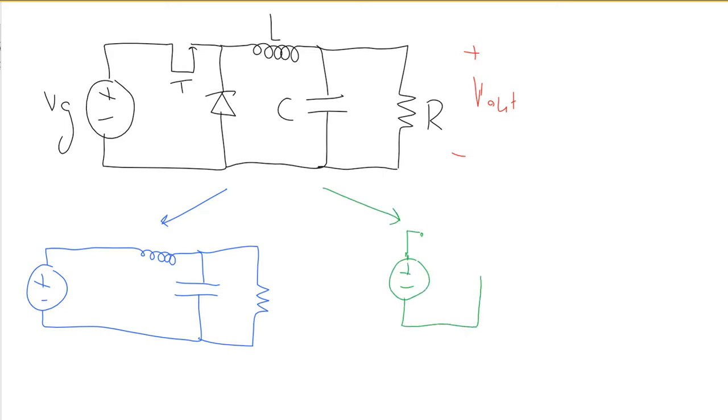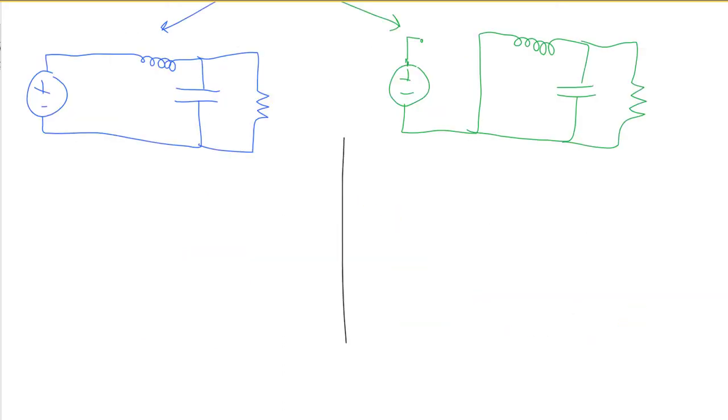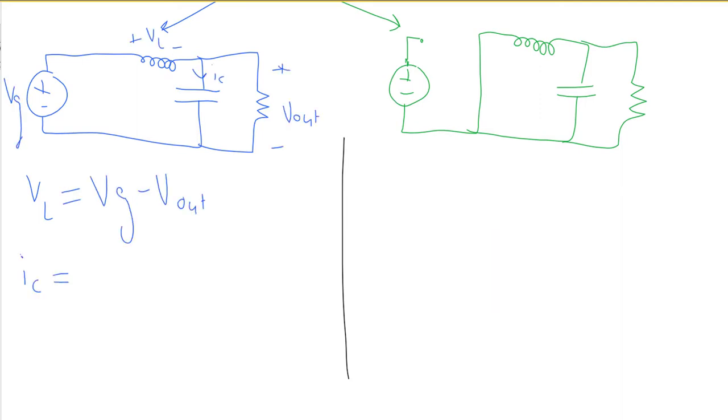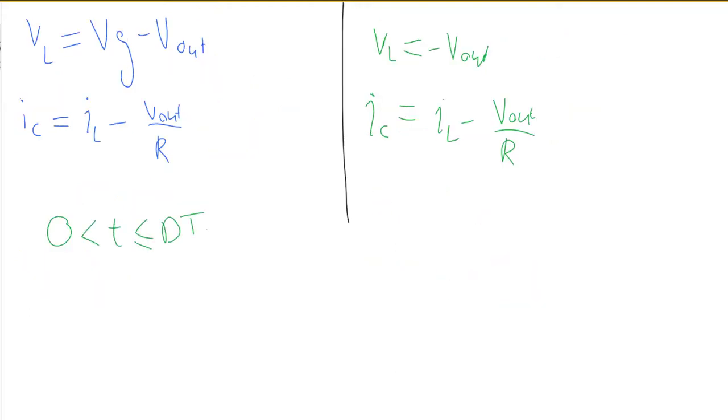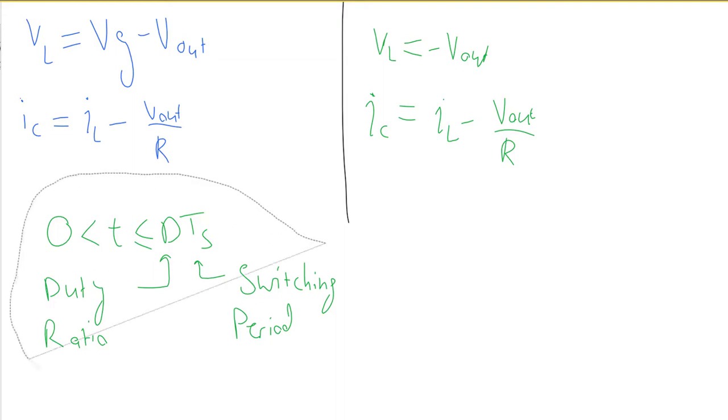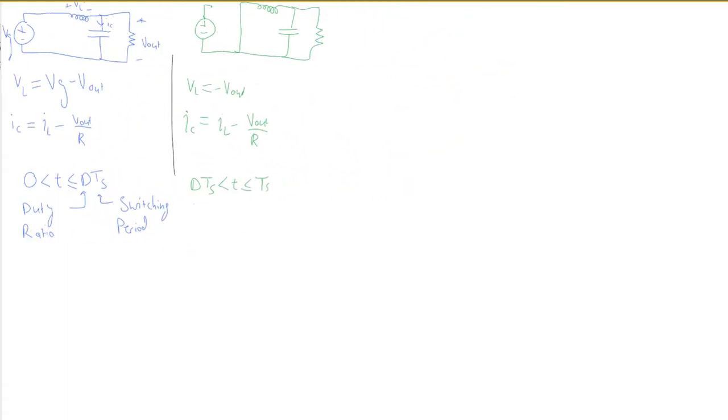So first we look at the inductor voltage, the voltage across the inductor, and then the current going through the capacitor. We know that the average inductor voltage needs to be 0 due to the properties of an inductor. And similarly, the current going through a capacitor averages to 0 across one switching period. The first state is when the time is between 0 and dTs, where d is the duty ratio and Ts is the switching period. The inverse of Ts would be the switching frequency.